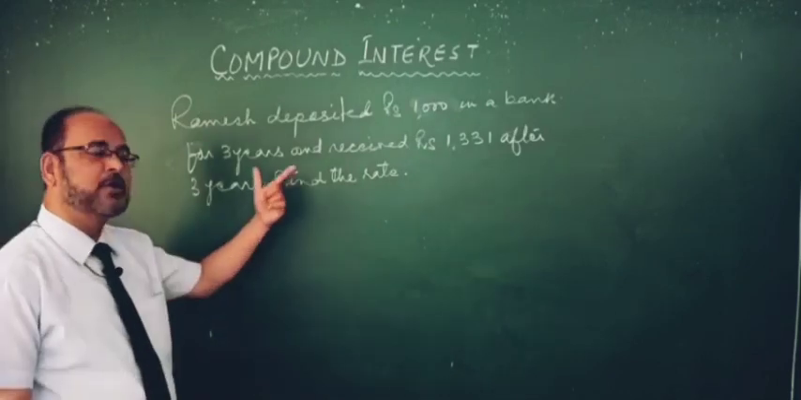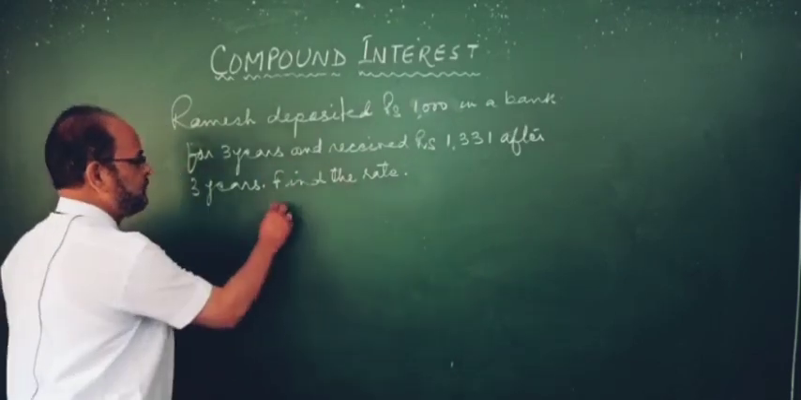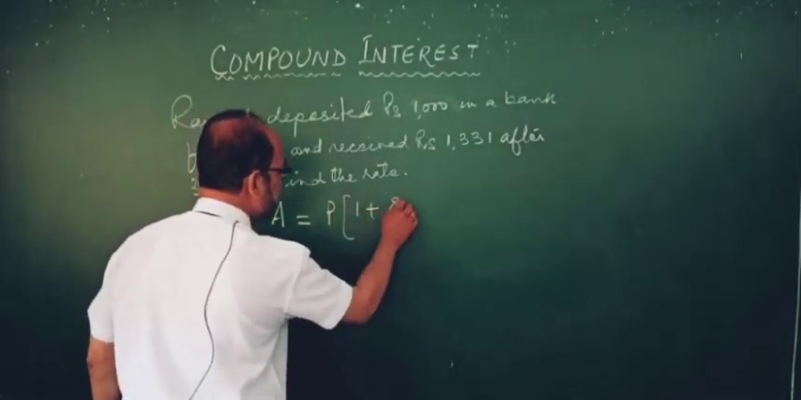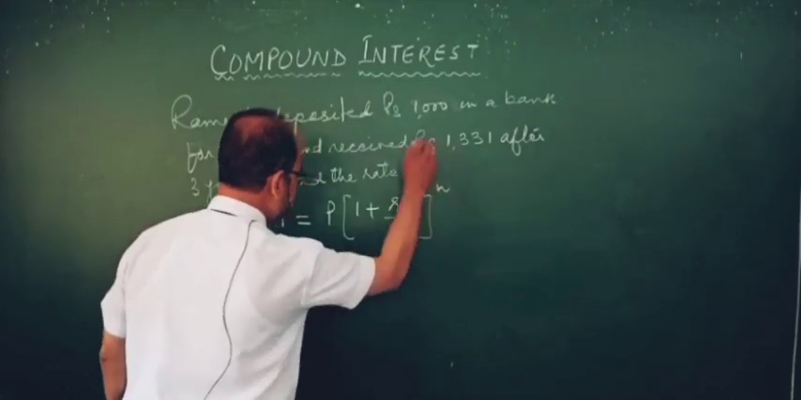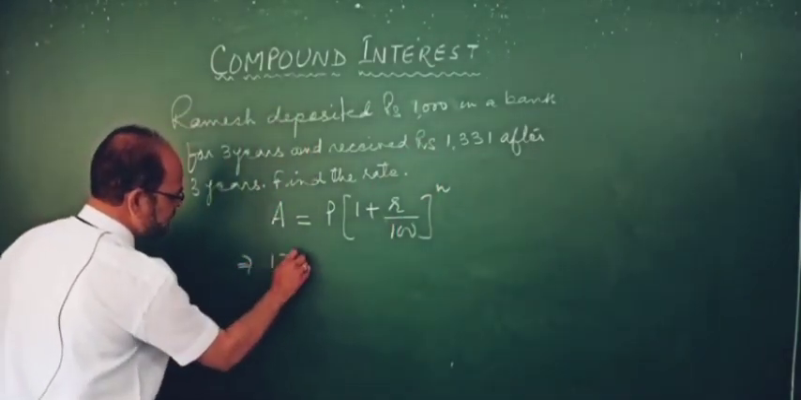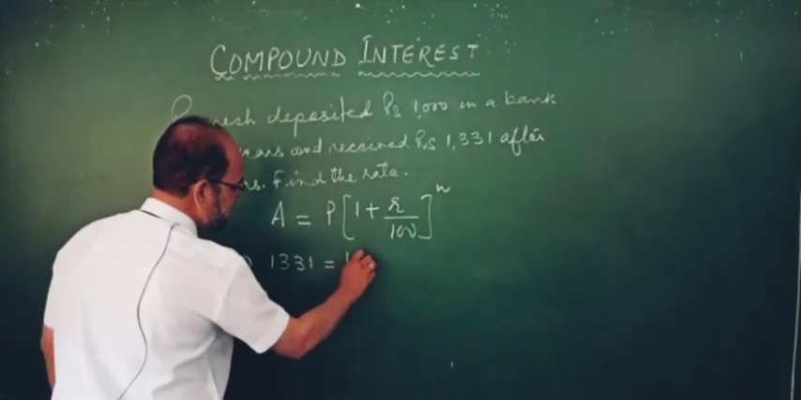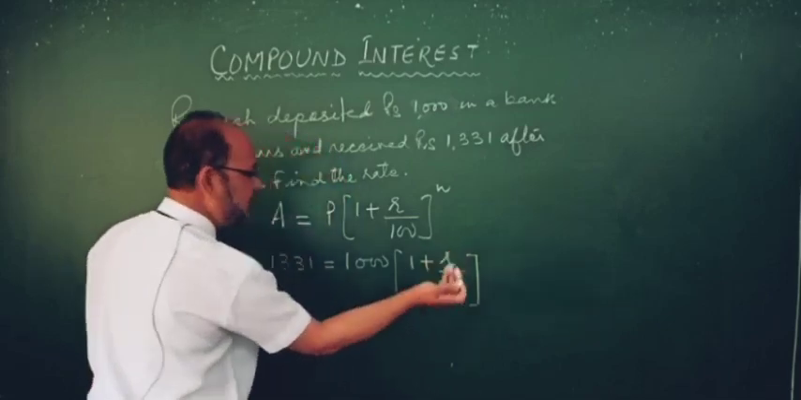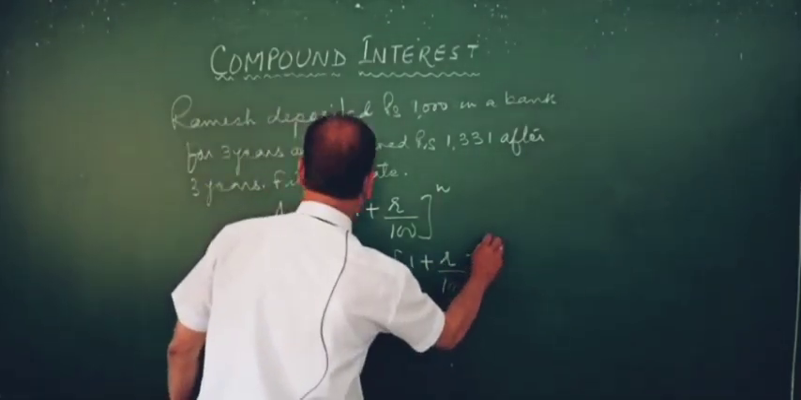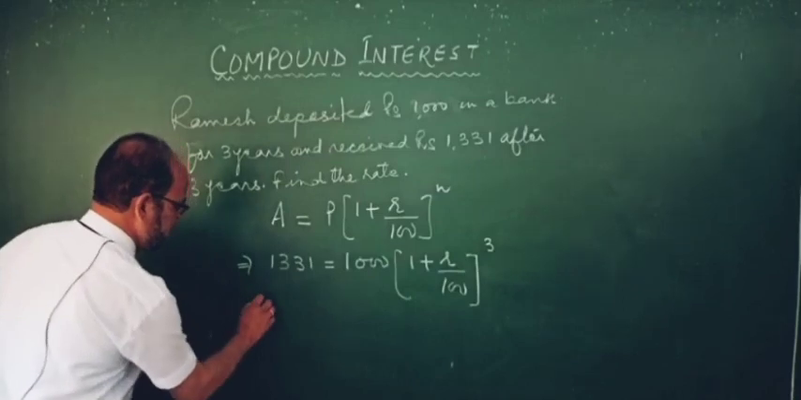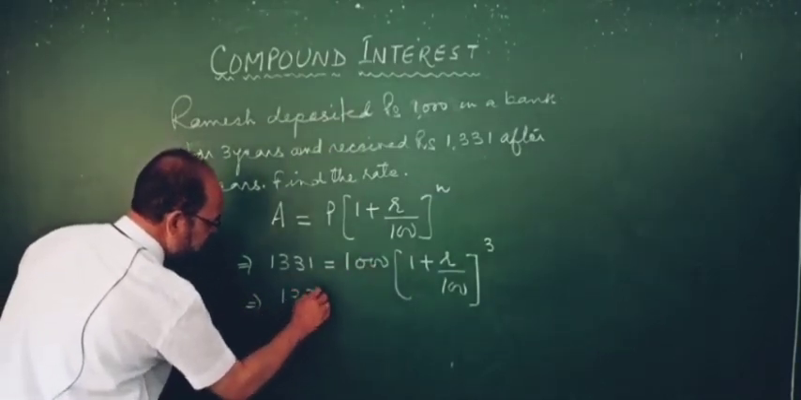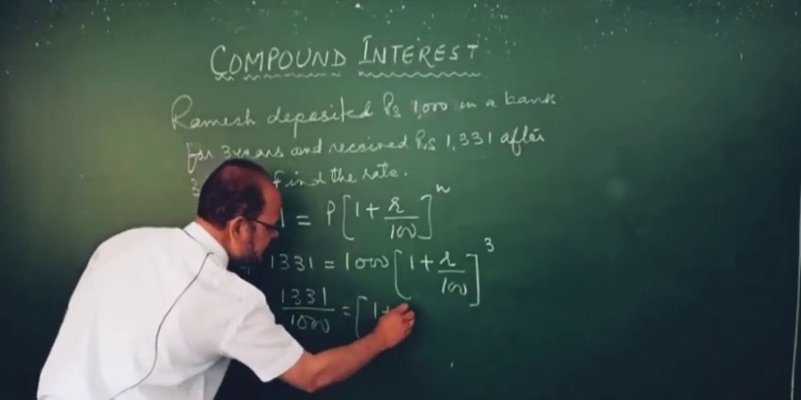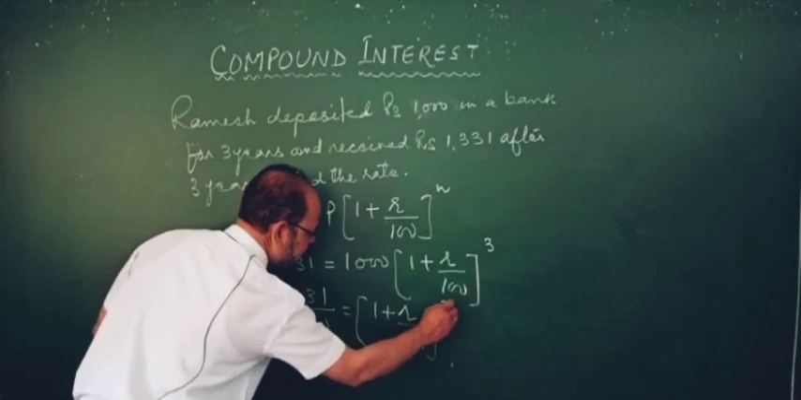Now again we will go to that formula which I told you in the beginning, that is amount equals to principal 1 plus r upon 100 to the power n. Here amount is 1,331, principal is 1,000, 1 plus rate we have to find. So we will leave r as it is and power n is 3. This 1,000 we will bring down here because this is multiplied here. This side it will be divided. 1 plus r upon 100 to the power 3.